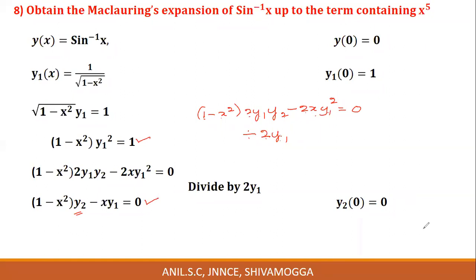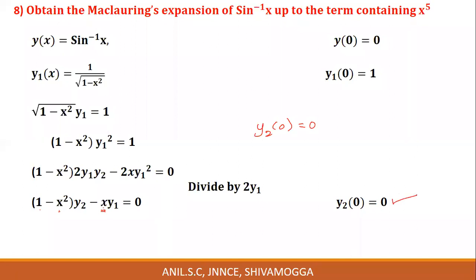Now put x is equal to 0. When x is equal to 0, this expression will be 1 minus 0 square, that is 1. 1 into y2 is y2. Here y2 means y2 of 0. Since x is equal to 0, x into y1 is 0. So y2 of 0 is equal to 0. This is the second derivative.